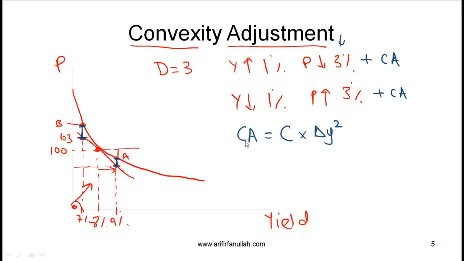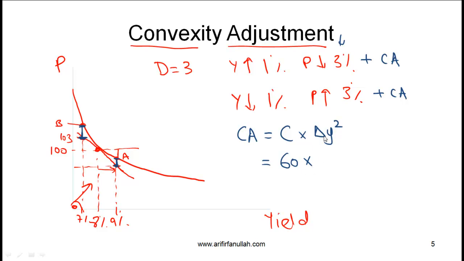The convexity of this given curve will be given to you most probably on the exam, and let's say that the convexity of this curve is equal to 60. So 60 is just a measure of the convexity or curvature. We don't need to get deep into the interpretation of this, but if you have another curve that has a convexity of 70, that simply means that it is more curved than this one. If you have a convexity of 40, that would mean it is less curved than this one. In any case, to calculate the convexity adjustment, you simply say that it is equal to C times delta y squared.